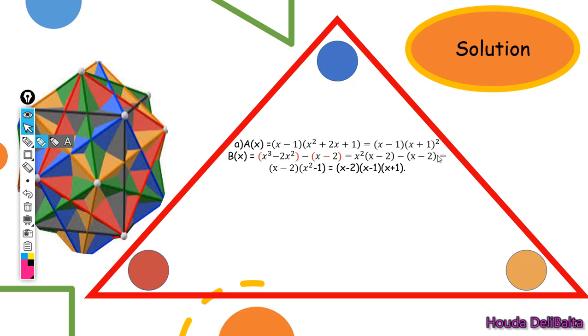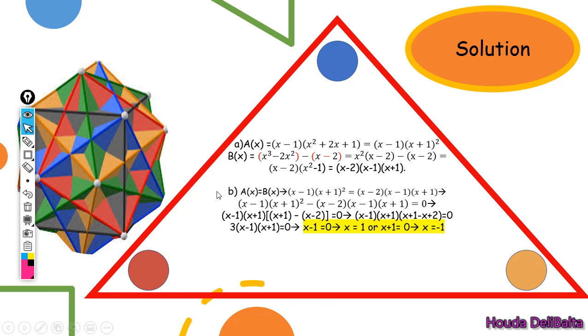So the factorized form of a of x is x minus 1 into x plus 1 squared, and that of b of x is x minus 2, x minus 1, x plus 1. We say that b of x is written as a product of three factors. Now, how to solve a of x equals b of x? All that we have to do is to take the factorized form of a of x equal to that of b of x. Now we take all of this package to the other side. As you see, it's like a single package. So we hold it to the other side and we put a minus between them.